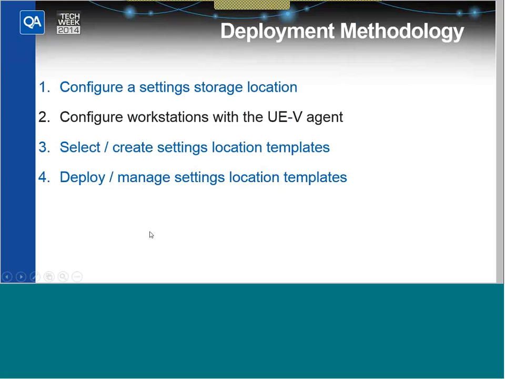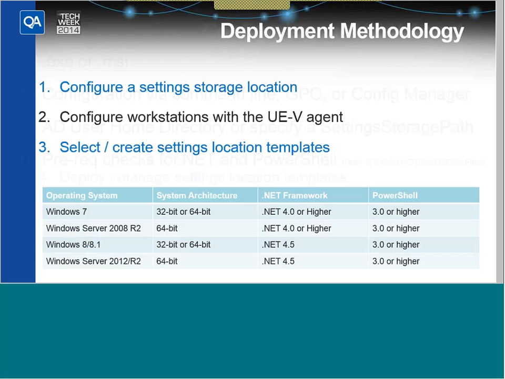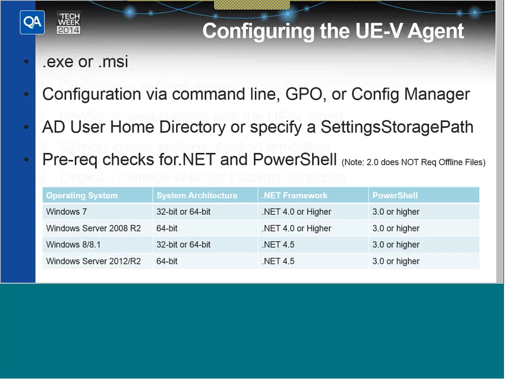Okay, so let's have a look at how we configure the workstation for the UEV agent next. The UEV agent itself will install on Windows 7, Server 2008 R2, Windows 8, Windows 8.1, and Windows Server 2012 R2. It works on both 32-bit and 64-bit architecture, and we do need PowerShell 4.5 or higher for our Windows 7 and Server 2008, or .NET 4.5 for Windows 8 and Server 2012. All versions that are supported by UEV require PowerShell version 3 or higher to be installed.